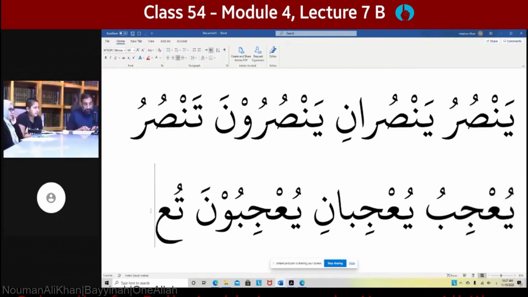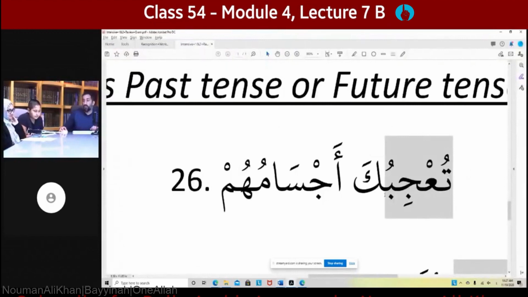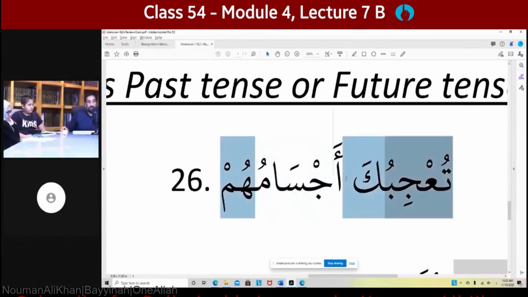Is that clear, Mariam? Yes. Okay. Tu'jibu. The ayah says tu'jibu. So it's from the a'jaba yu'jibu family. Tu'jibu means she impresses. Who does she impress? Ka. You. She impresses you. But maybe there's an outside doer. She impresses you. Ajsam means physical bodies.